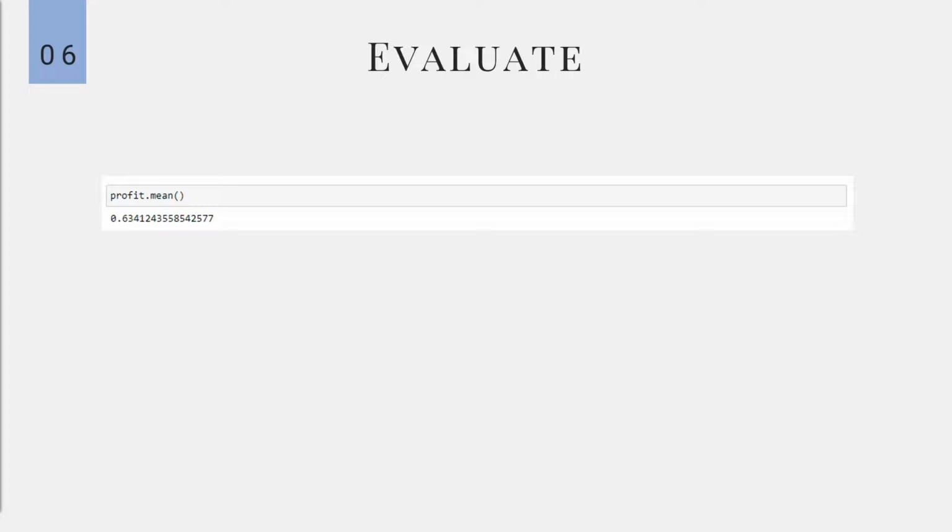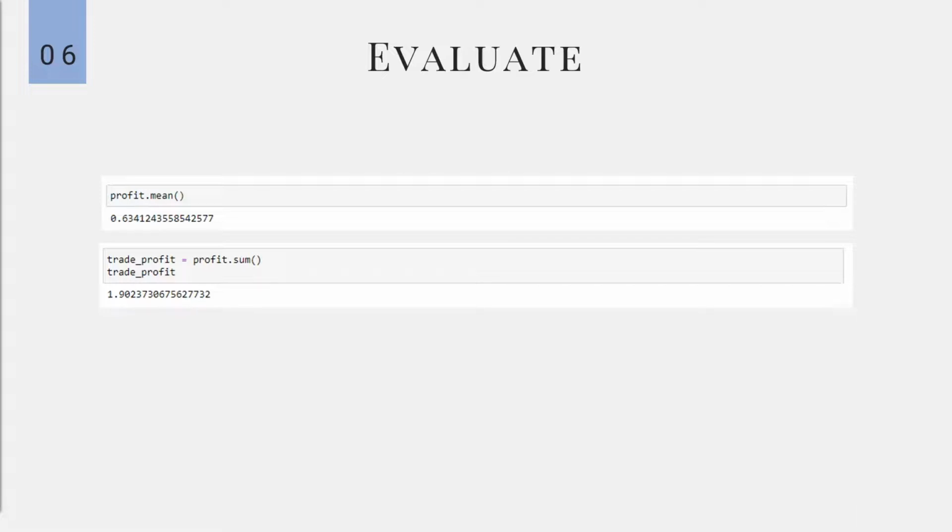Alright, so we have a mean profit of 0.63%, which means every time we made a trade we made 0.63% profit, which is not very much if you ask me. And yeah, we have a total profit of 1.9%.